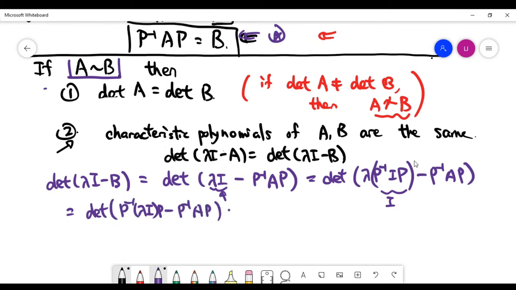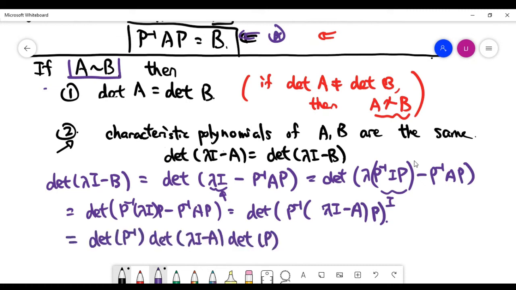And the reason I'm doing this strange step is that I can take out the P inverse, open bracket, lambda I minus A, close bracket, times matrix P. So please look at all my steps. These are all valid. And the next step, we can use the special determinant property to split the matrix product. Now you see, you actually have three matrices multiplied together. I can split the determinant like this.